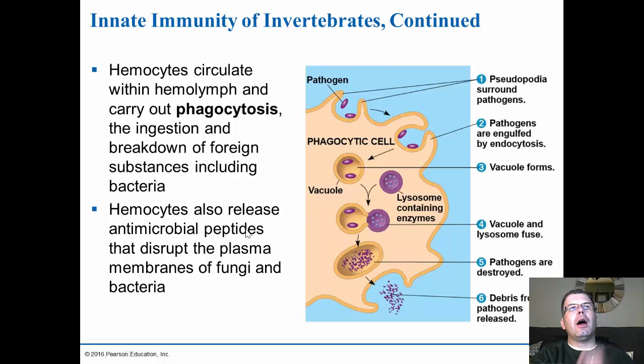Okay. Again, the hemocytes circulate with the hemolymph, and remember in insects, that's the one thing, they don't have the blood and that stuff, so these all circulate around in that fluid that is carrying the nutrients around the body. They ingest and break down substances, including bacteria. The hemocytes also release antimicrobial peptides to disrupt the plasma membranes of fungi and bacteria.